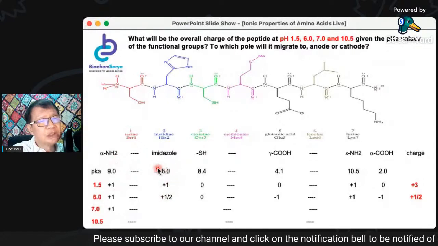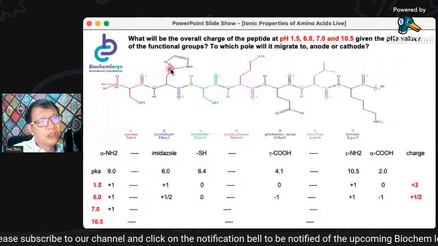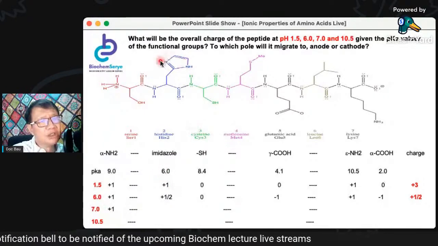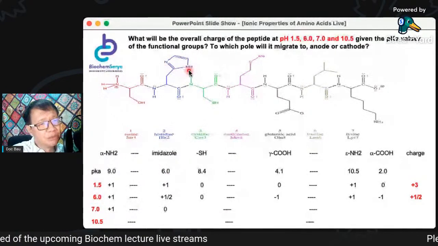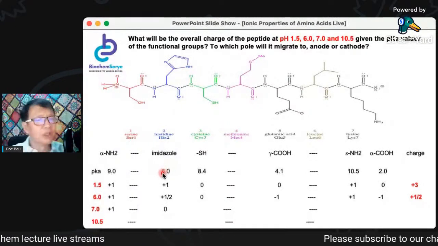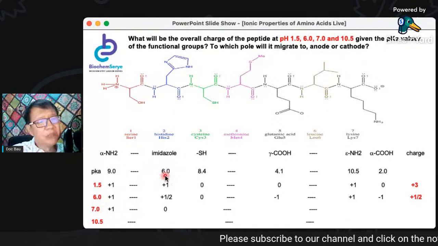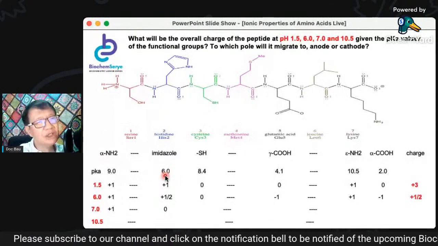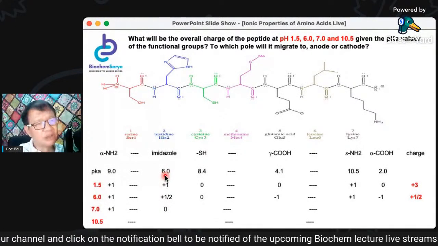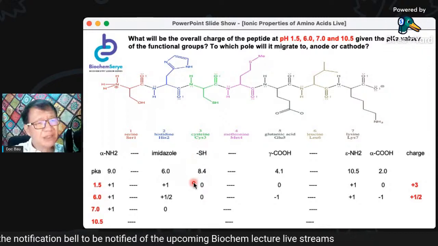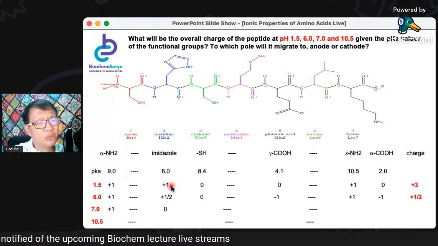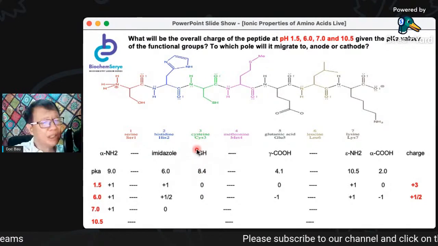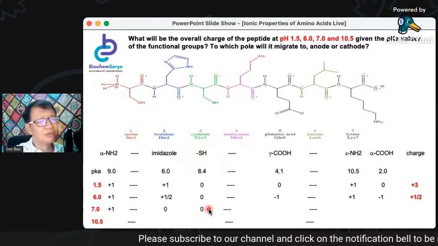Look here, 6. The imidazole group is basic, no? It can either be protonated or deprotonated, but the pH is already above the pKa. So your imidazole will be deprotonated and the charge will be 0. I hope you get that. The pH is higher than the pKa, so you have a relative scarcity of your hydrogen ion. Your imidazole group will deprotonate. Your SH is 8.4, but still your pH is lower than 8.4. This does not have to ionize, so this will also still be 0.